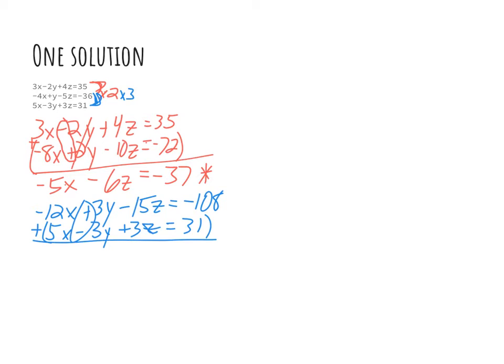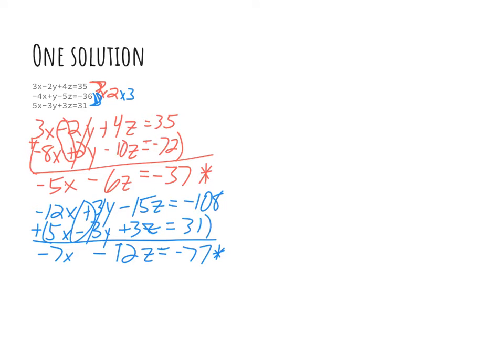Negative 12x plus 5x is a negative 7x. Z's go away. Negative 15z plus 3z is a negative 12z. And negative 108 plus 31 gives me a negative 77. So here's my second equation.